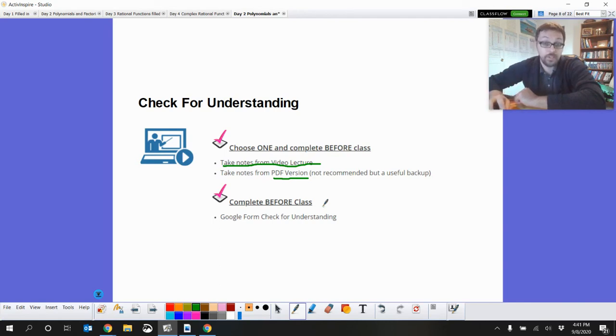What you must do before our class next time is complete this check for understanding. I'm going to be giving you a collection of problems, and you just need to determine what method of factoring you should use in order to factor it. You don't even have to factor anything on it. You just have to determine what the best method of factoring is.